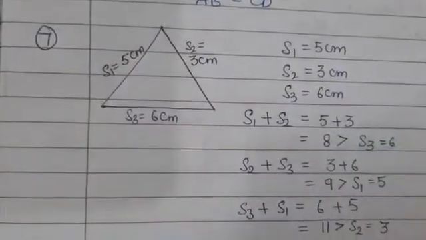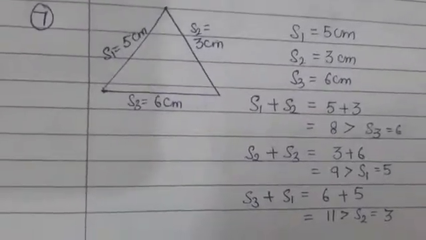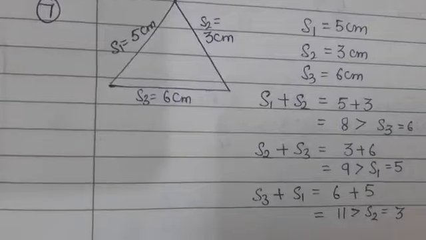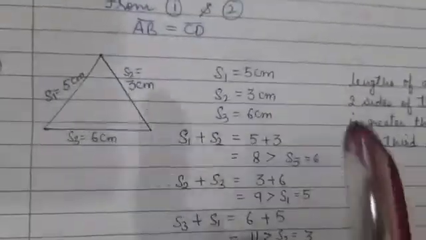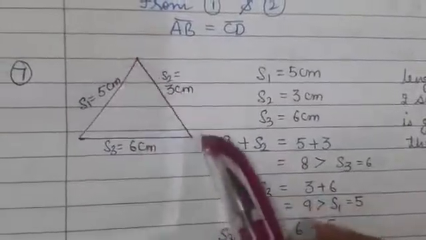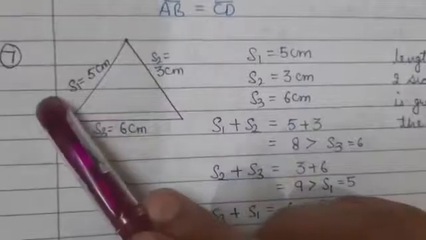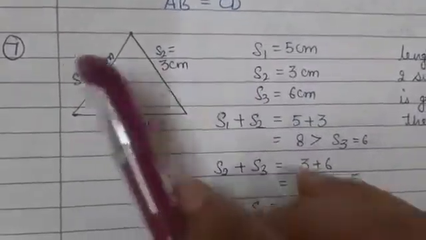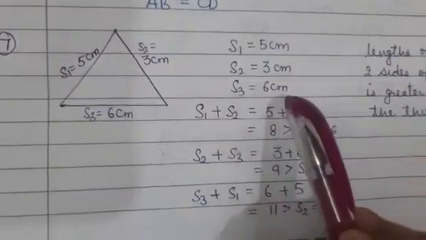Now in question number 7, you have to draw 5 triangles and measure their sides. Check in each case if the sum of the lengths of any two sides is always less than the third side. So let us check. This is a triangle I have drawn. I have given names to the 3 sides of the triangle like S1, S2 and S3. S1 is 5, S2 is 3 and S3 is 6 centimeter.